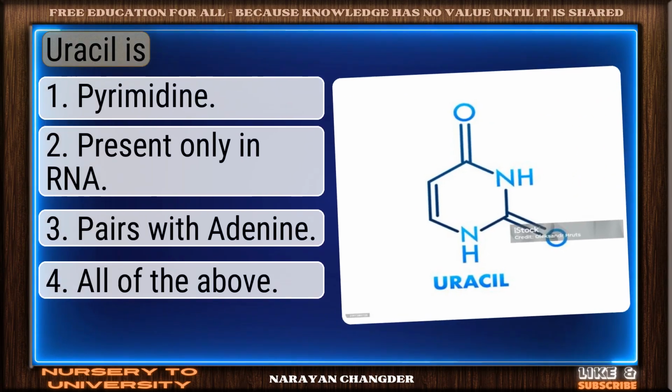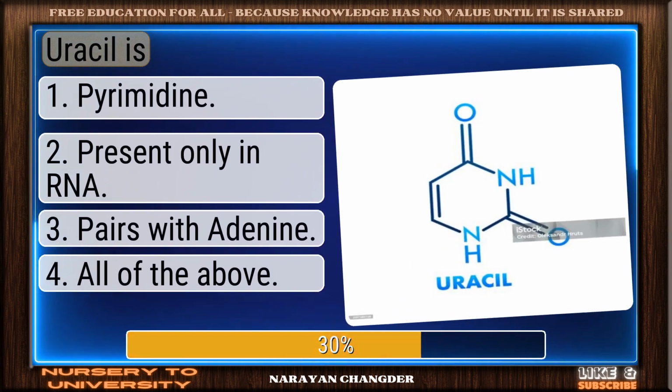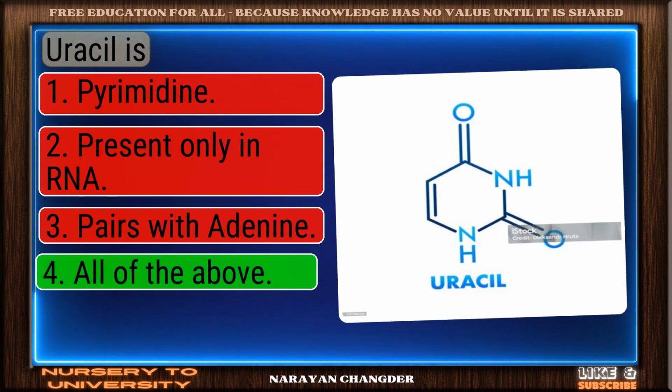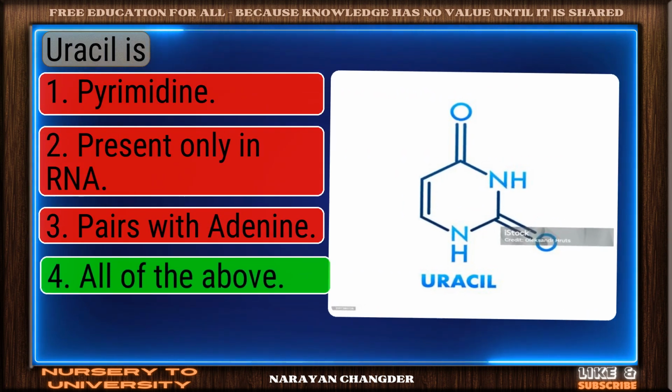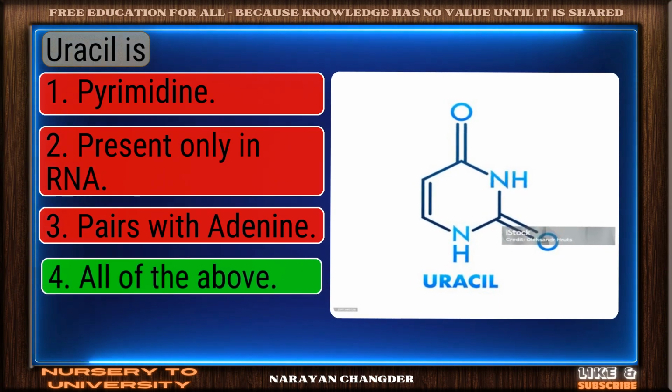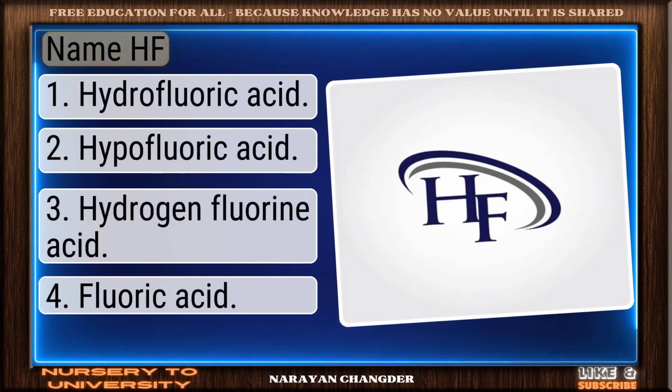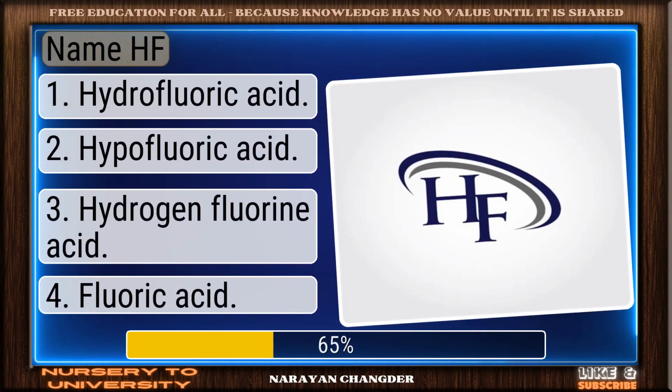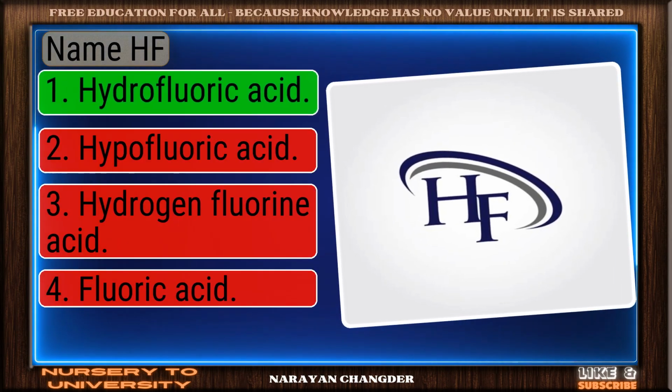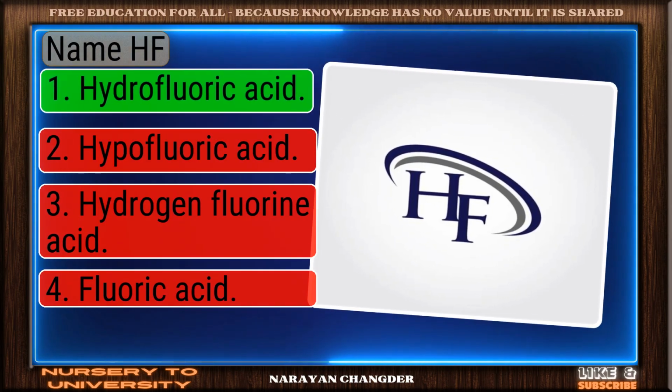Question number 299, uracil is. Excellent. All of the above is a brilliant choice. Question number 300, name HF. Smart pick. Hydrofluoric acid is the correct choice.